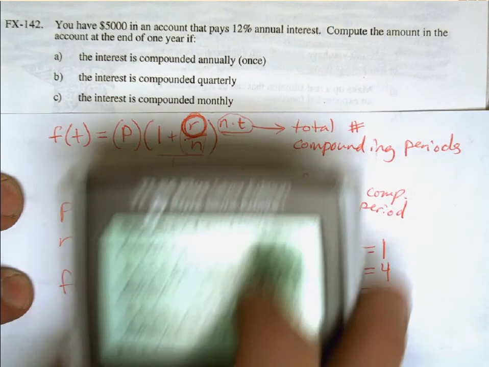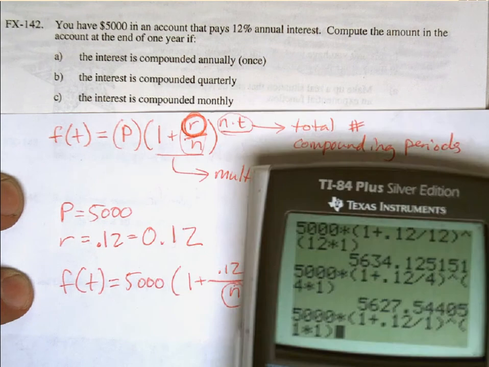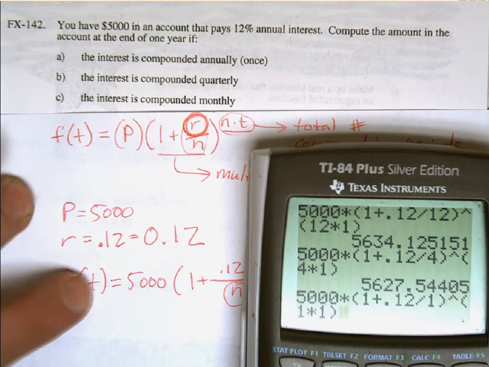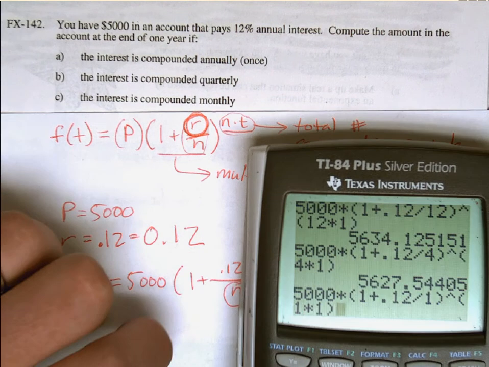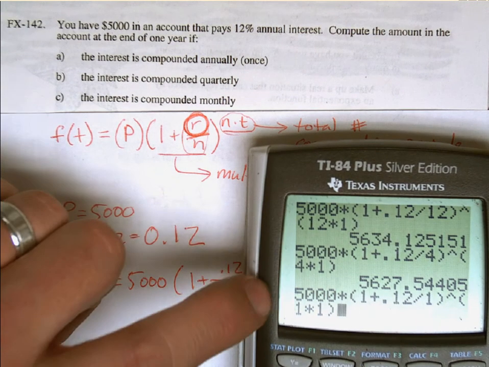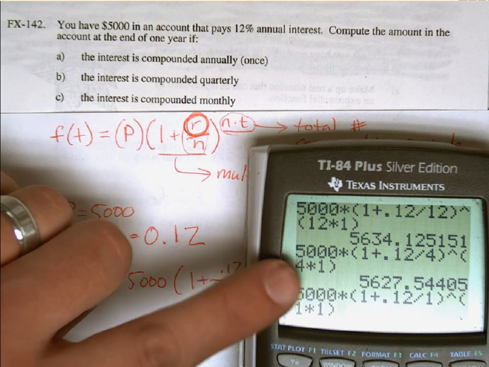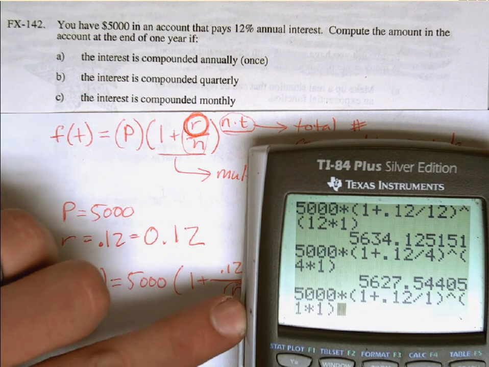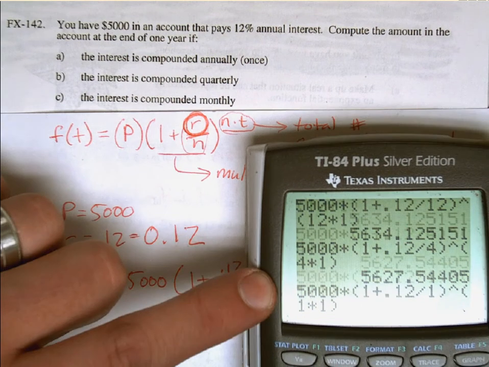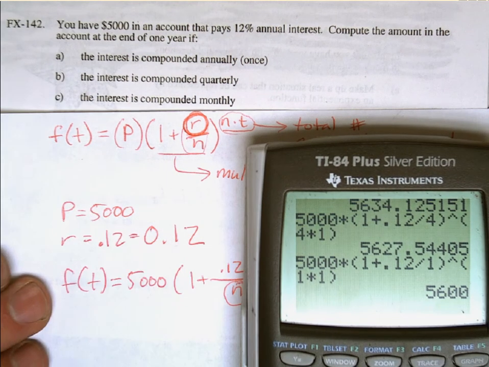Alright, so the following values, this is what I found. If we use a monthly rate, we get $5,634. If we use a quarterly compounding period, we'll have $5,627. And if we use an annual, we'll have just $5,600.